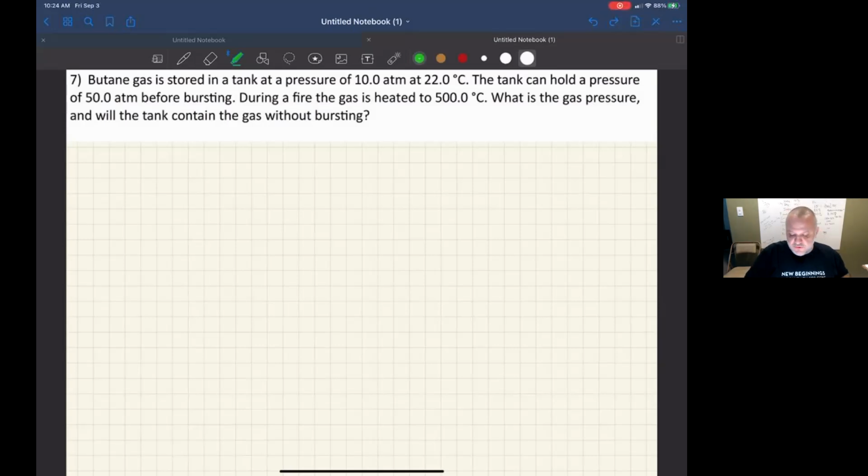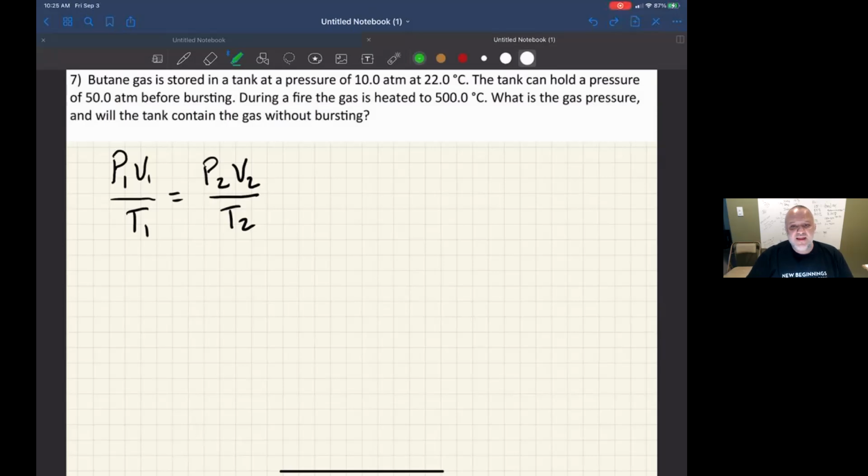Now in class, you should have come across the combined gas law. It was hopefully derived in class, but essentially what it says is that we can relate the pressure, volume, and temperature of a gas system under two conditions through this formula. P1 V1 over T1 equals P2 V2 over T2. So it's basically just saying that the number of moles of the gas stays the same.